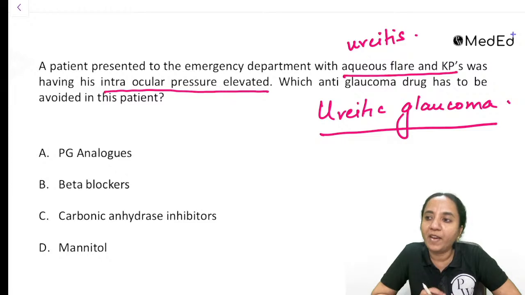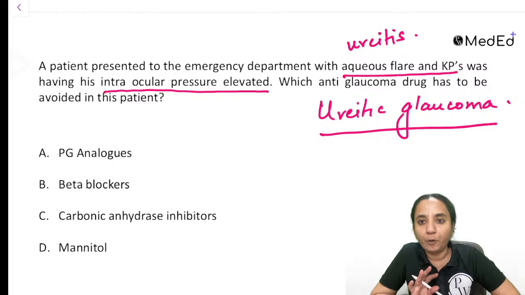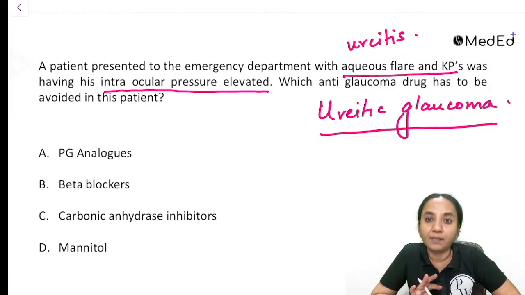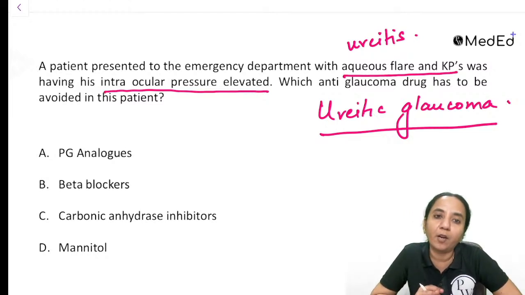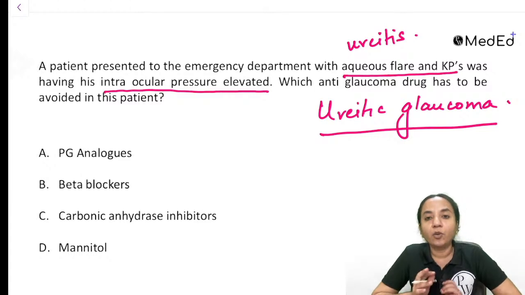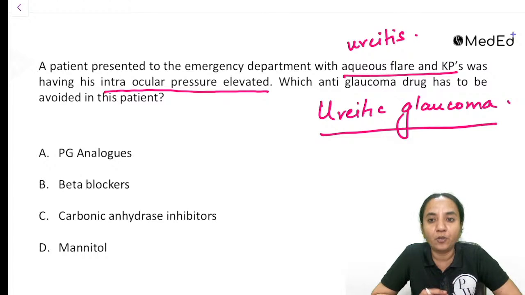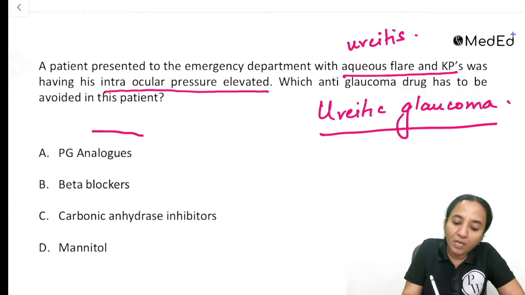Often in uveitis, these inflammatory cells clog the pores of the trabecular meshwork and cause aqueous outflow obstruction. And because there is aqueous outflow obstruction, the pressure often rises. So this is called uveitic or inflammatory glaucoma. Now the question is which anti-glaucoma drug should be avoided in this patient? In uveitic glaucoma, typically we must avoid PG analogs.